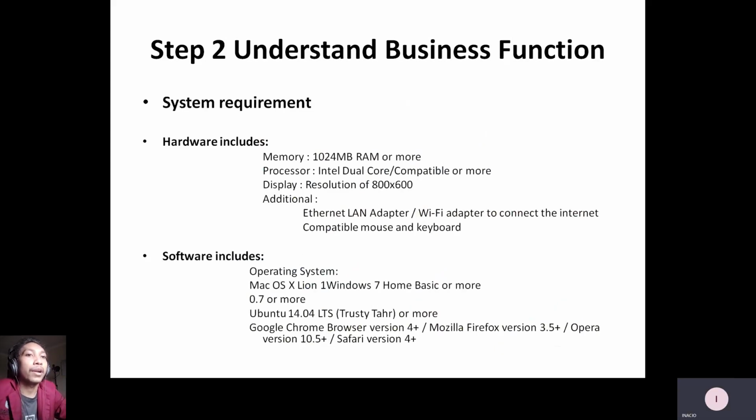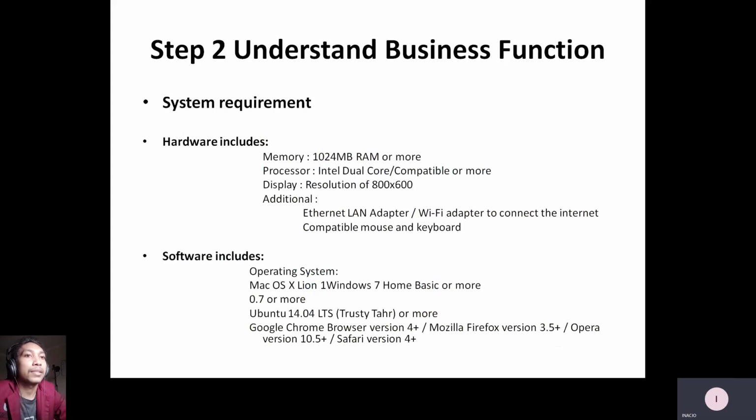And the next, system requirements. The hardware includes memory of 1024 megabytes RAM or more. We have a processor Intel Core or more, and a display resolution of 800 by 600, and then additional things like internet, a Wi-Fi adapter, and a compatible mouse or keyboard. It can be the keyboard from the phone or touchscreen.